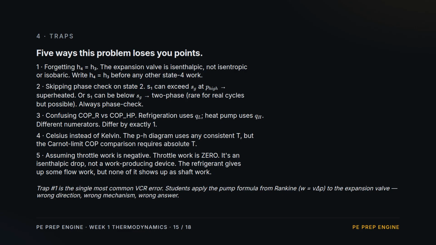Traps. 5 ways VCR problems lose points. 1. The expansion valve is isenthalpic, not isentropic. Write H4 equals H3 first. 2. Phase check state 2. S1 usually sits above SG at the high pressure, but not always. 3. Distinguish refrigeration COP from heat pump COP, they differ by exactly 1. 4. The Carnot ceiling comparison needs absolute temperature. 5. Throttle work is 0, not negative. Flow work is given up, but none appears as shaft work.